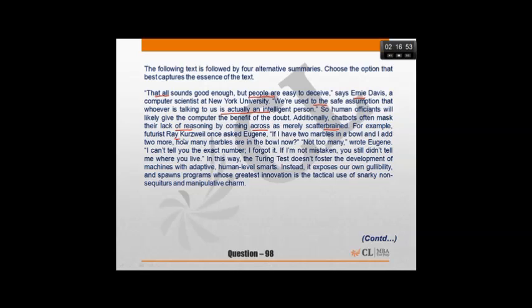For example, when futurists ask Eugene, "If I have 2 marbles in a ball, add 2 more, how many marbles are in the ball now?" Eugene replies, "Not too many, Lord. I can't tell you the exact number, I forgot it. If I am not mistaken, you still need to tell me where you live." In this way, the Turing test doesn't foster development of machines with adaptive human-level smarts. Instead, it exposes our own gullibility and spawns programs whose latest innovations are the tactical use of snarky non sequiturs and manipulators.